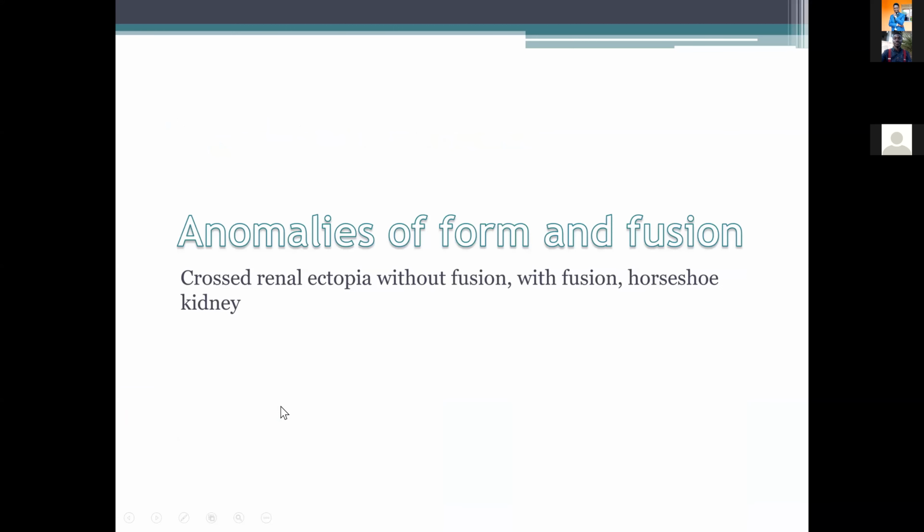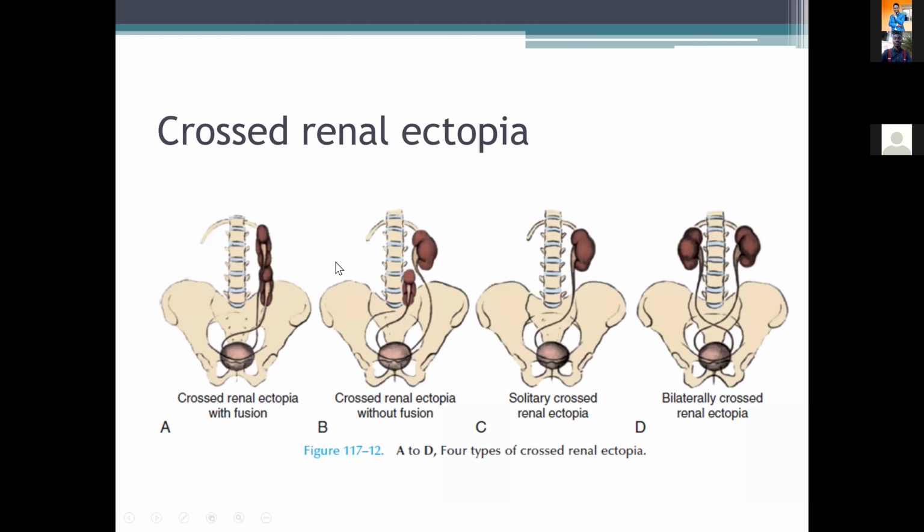So there are also anomalies of form and fusion. In these we can have crossed renal ectopia without fusion, then with fusion, and then horseshoe kidneys. So this diagram just shows you the crossed renal ectopia. And what we mean by crossed renal ectopia is that the kidney is in an abnormal position, but it also crossed from its normal side to the other one.